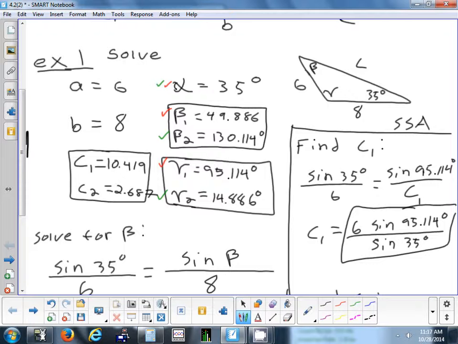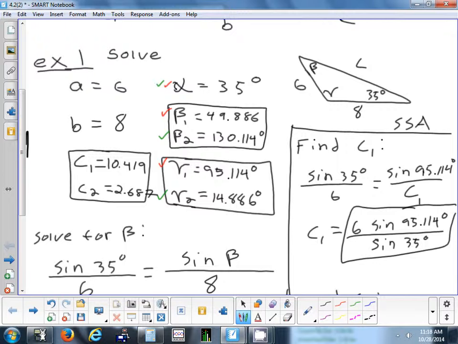Okay, now what we should check, make sure that in each triangle, the biggest side is with the biggest angle. So let's check the ones in red. Biggest angle is 95. The biggest side is 10.86. Yep, C1's the biggest. Smallest angle is 35, and out of 6, 8, 10, 6 is the smallest side. Okay, let's check the green ones. For the green, beta 2 is the biggest. And out of 6, 8, and 2.687, B is the biggest. Okay, the smallest angle in the green triangle is 14.886, and C2 looks like the smallest side.